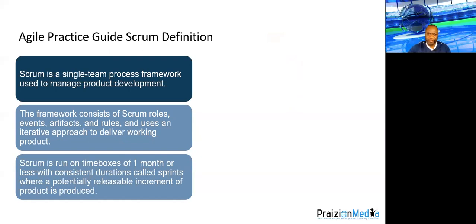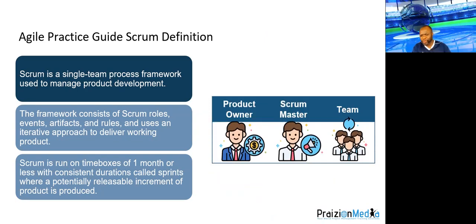It reads, Scrum is a single team process framework used to manage product development. The framework consists of Scrum roles, events, artifacts, and rules, and uses an iterative approach to deliver working product. Scrum is run on time boxes of 1 month or less, with consistent durations called sprints, where a potentially releasable increment of product is produced.